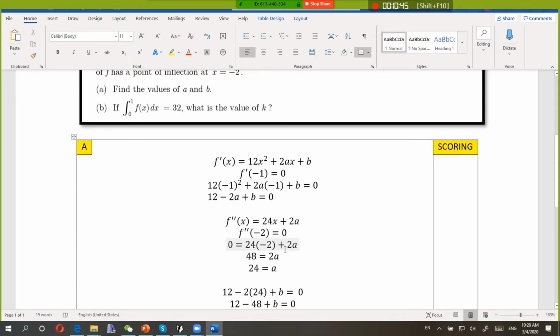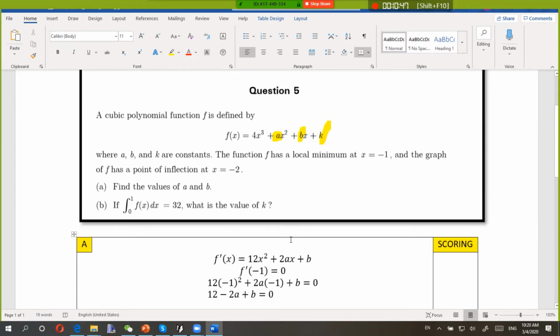Okay, so I've got A and B. The last thing we need to do is solve for K. Oh, actually that's it for A. Find the values of A and B. For part B, we'll solve for K. So if the integral from 0 to 1 of f of x is 32, then we should be able to find the value of K.